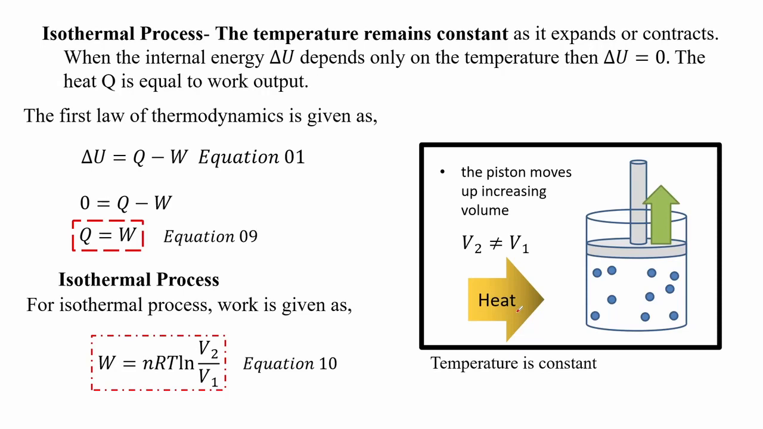For an isothermal process where the temperature remains constant as it expands or contracts, the internal energy delta U depends only on the temperature. So, its change in internal energy is 0 and the heat Q is equal to the work output. The first law is then reduced to equation 9 where heat is equal to work in magnitude but opposite in sign. The work for an isothermal process is equal to the number of moles times the gas constant R times the natural logarithm of the ratio of the volumes, as shown in equation 10. These are the equations for an isothermal process.